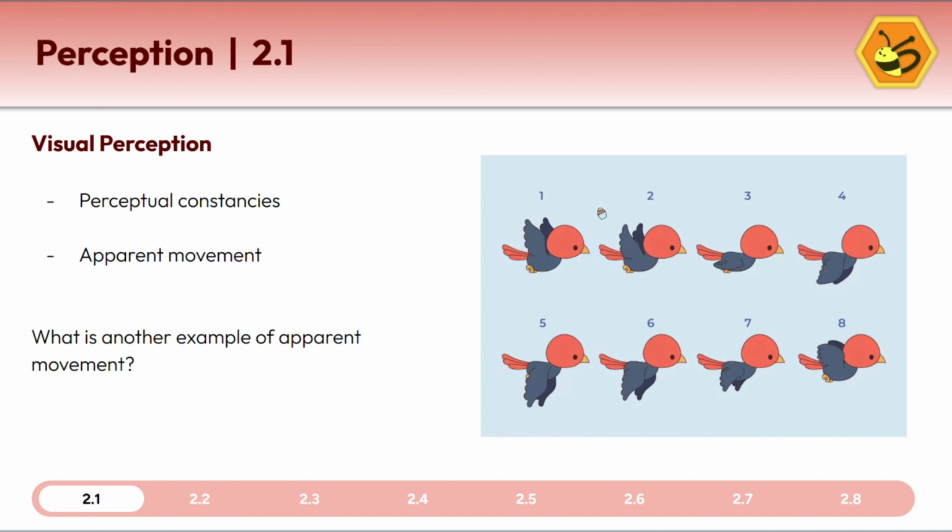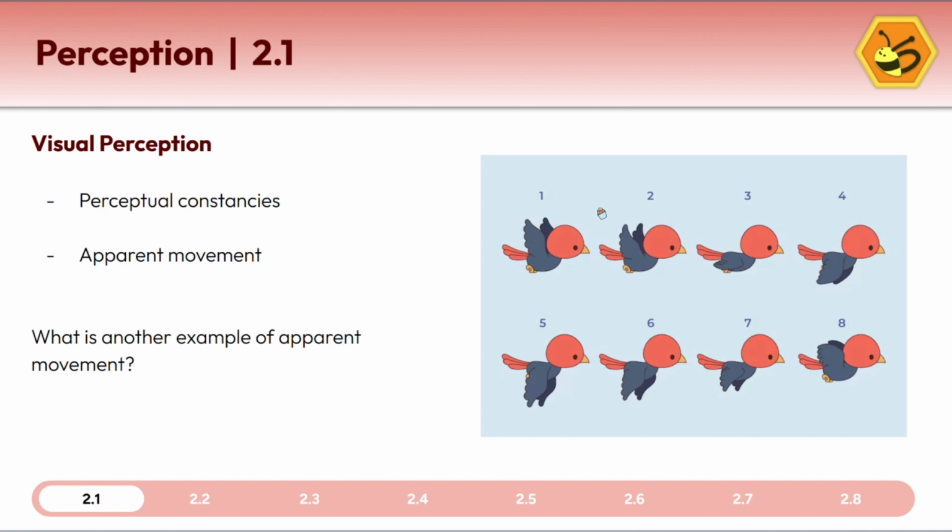There's a ton of types of perceptual constancies like shape constancy, color constancy, size, brightness, etc. But you don't have to know the specifics. You just have to know that all of those kind of fall under what forms your overall perceptual constancy.